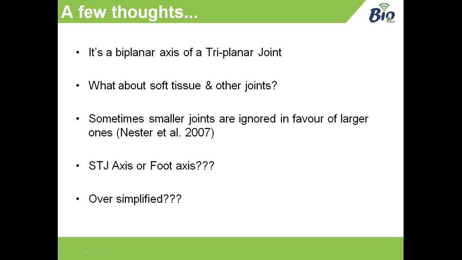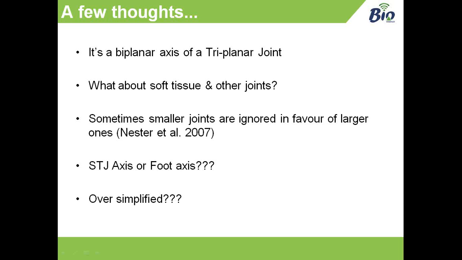Now this slide is just really a few thoughts, and I don't have the answers to them. As I say, they are just thoughts, for those of you that want to think further about it, or maybe critique some of the ideas or some of the research regarding a medially deviated axis. First of all, it's a biplanar axis, so we're talking about it in two planes. And if you think about the subtalar joint, it's a triplanar joint, so it moves in all three planes, so it's not taking in the whole picture. The other thing it doesn't consider is what about the soft tissue in the other joints?